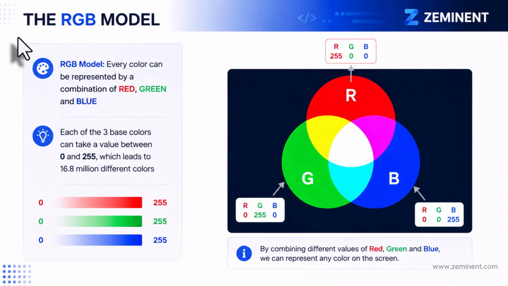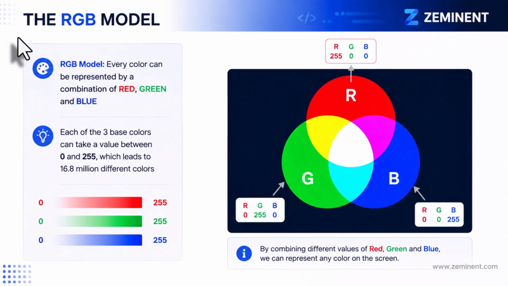The most common color model used on digital screens is the RGB model. Every color you see on the computer screen is created by combining these three base colors. Each color channel can have a value between 0 and 255. 0 means no intensity, 255 means maximum intensity. Since there are 3 channels, combining different values allows us to create over 16.7 million colors. Let's look at a few examples.